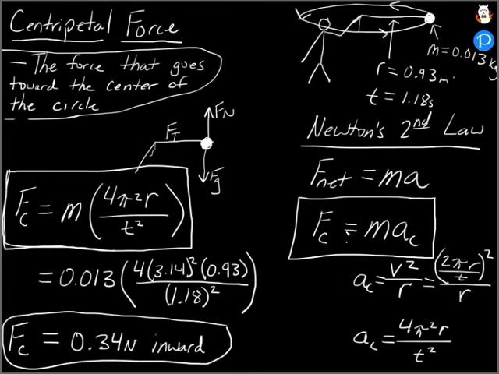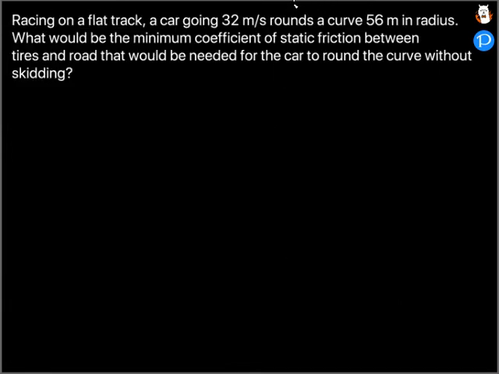I know we've already gone on pretty long here, but let me do one more, a slightly more difficult example. Let's say we've got a race car racing on a flat track, and they tell us that the car is going 32 meters per second around a curve, and the curve is 56 meters in radius. What would be the minimum coefficient of static friction between the tires and the road that would be needed for the car to round the curve without skidding?